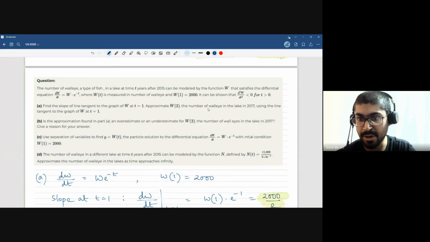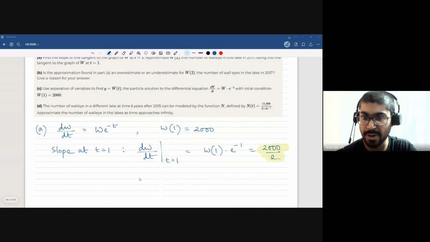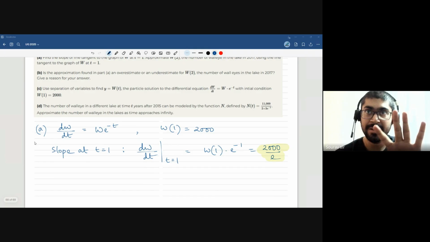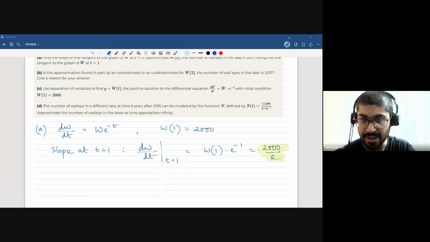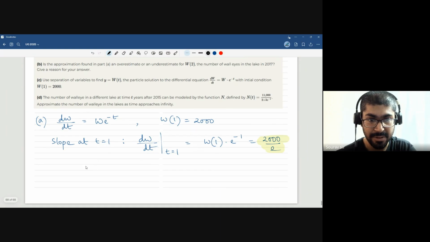Approximate w(2), the number of walleye in the lake in 2017 using a line tangent. So this is known as linear approximation. Okay, linear approximation is actually done in two ways. You can either do it via the tangent, or you can do it via the definition of first derivative. You will get the same answer in both cases. Okay, so what is the definition of first derivative? The first derivative is defined as, let's say, okay, so I'll put a bit of block here. So f dash x is given as limit h tends to 0.